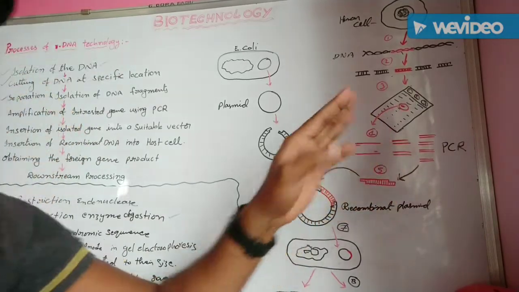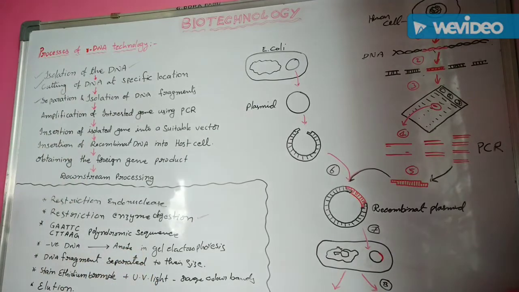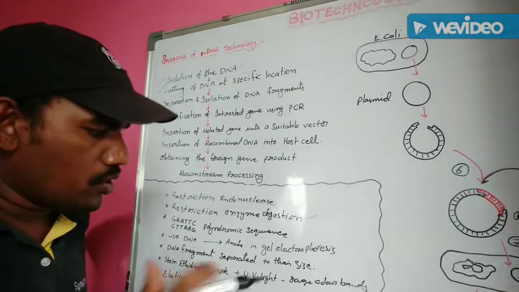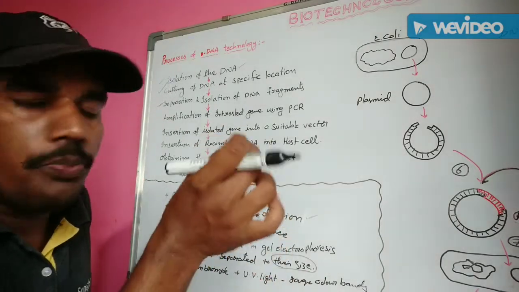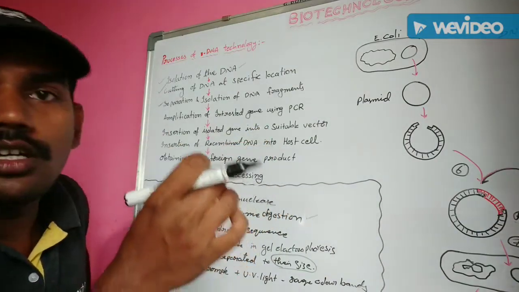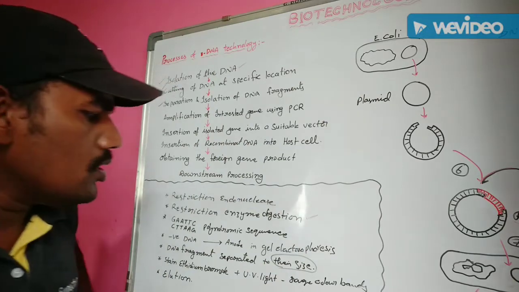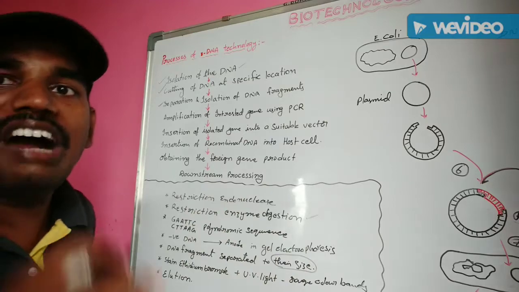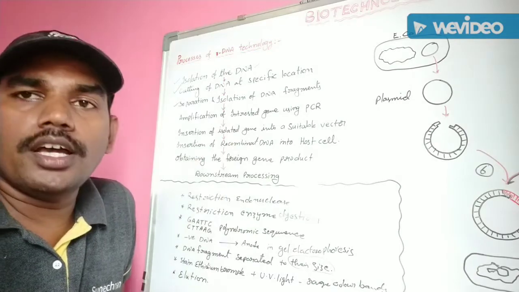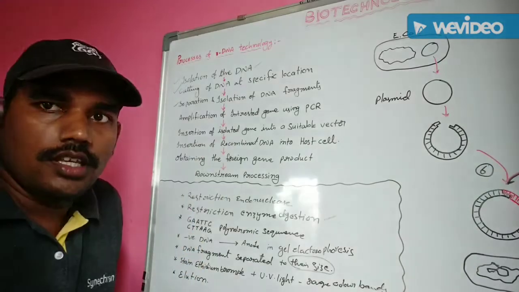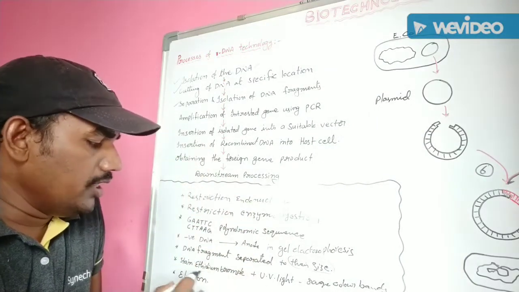In this way, DNA fragments are separated in gel electrophoresis according to their size. The smallest fragments move towards the anode side. The largest fragments stay towards the cathode side. In this way, these fragments become visible after staining. These DNA fragments can be identified after staining with the help of ethidium bromide.